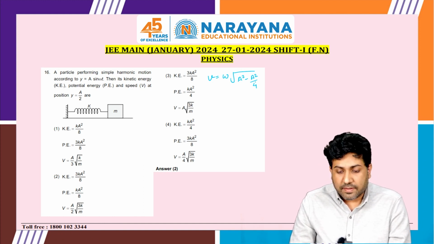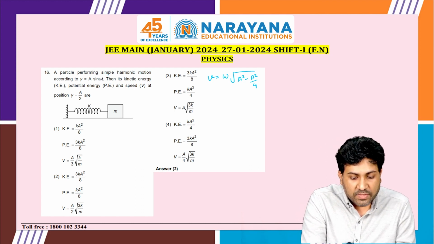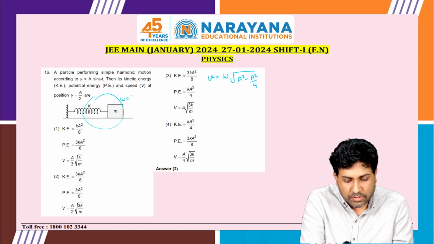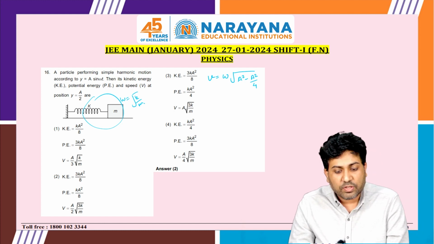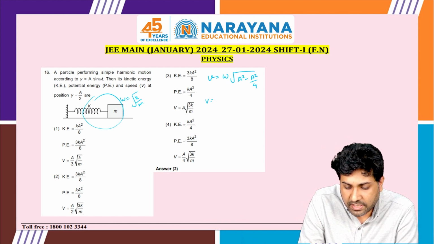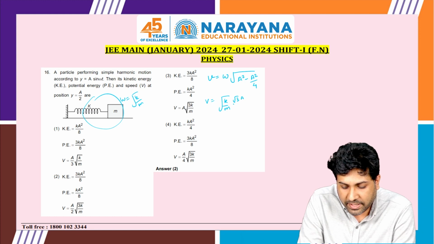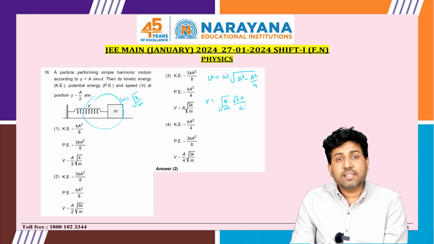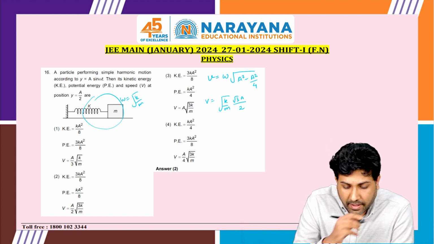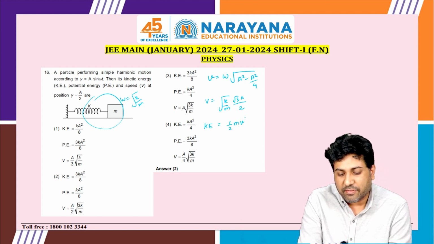That means I have just put the value of x square here, and omega from this equation, but also from the spring, omega we can also write as root over k by m, because they have asked in terms of mass. All right. So I will get V is equal to root over k by m into root 3a by 2. Okay, so this is the answer for velocity. Clear? Now, what about the kinetic energy? Now, once I know the velocity, obviously I know the kinetic energy, half mv square.